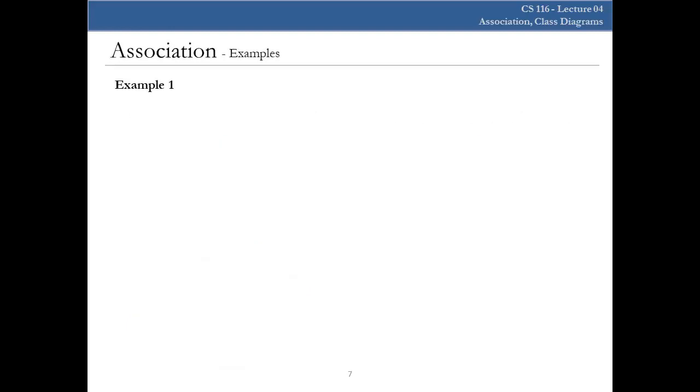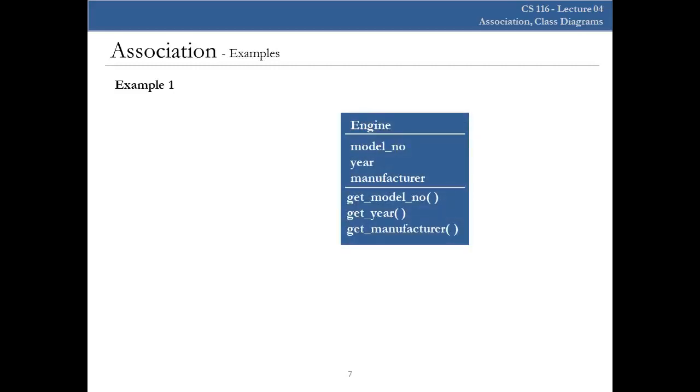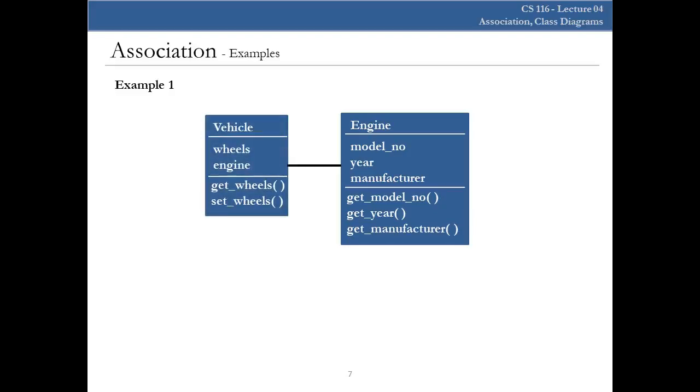Now let's see what we have in example 1. Here let me define a class called engine, and as you can see, engine has three attributes: model number, year, and manufacturer. And I've also defined three getter methods for these attributes. Now let me define another class, and let me link this class engine to that new class, and that new class is vehicle. Vehicle contains two attributes, wheels and engine, and it contains a getter and a setter method, right? Now this straight line is indicating that I'm associating class engine to class vehicle, right?